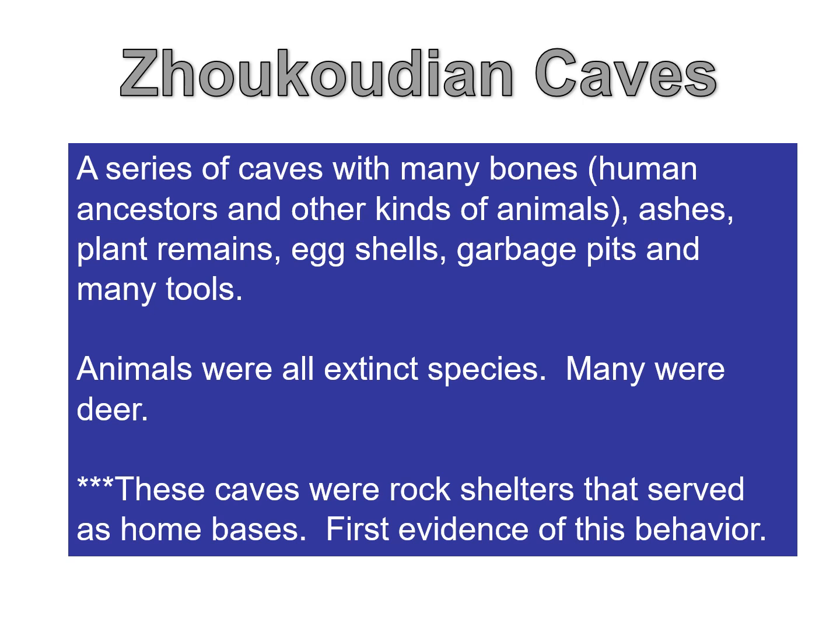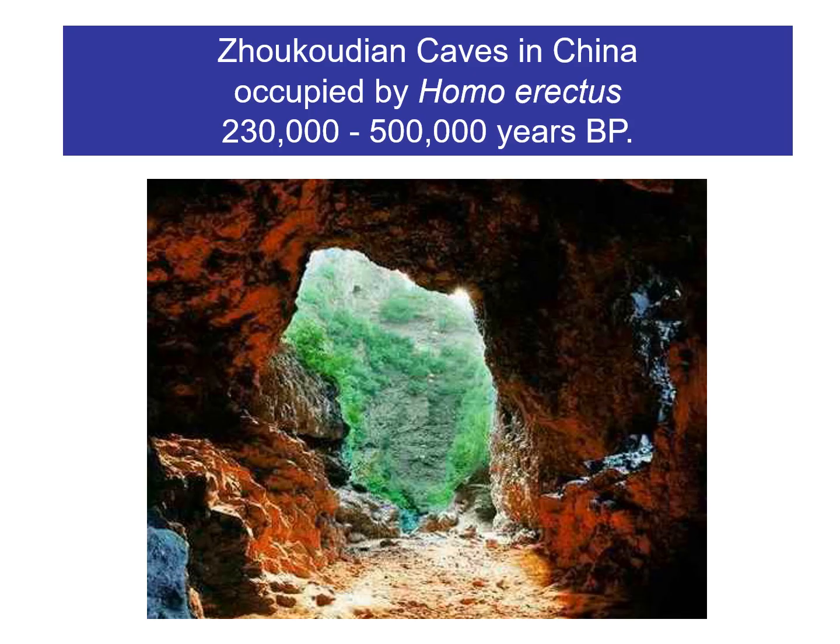The caves were rock shelters that served as home bases, right? And this is the first evidence of this behavior that we see in Homo erectus, right? So this is the first notion of real habitation that we see happening in Homo erectus in Asia. The Zhoukoudian caves were occupied by Homo erectus from around 230,000 years ago to about 500,000 years ago. That's just the archaeological layers that we have so far.